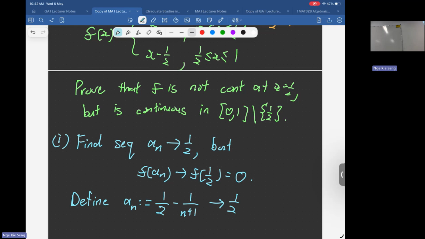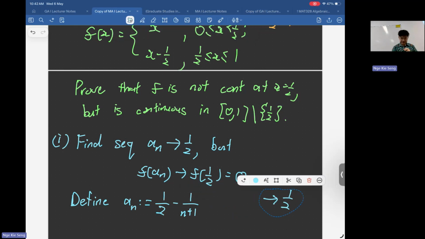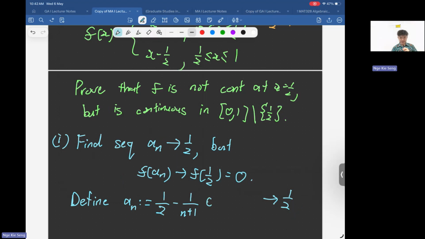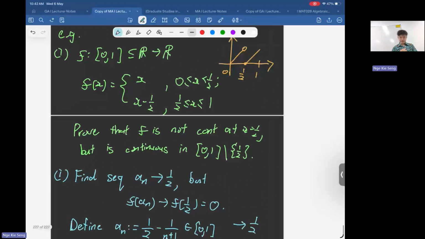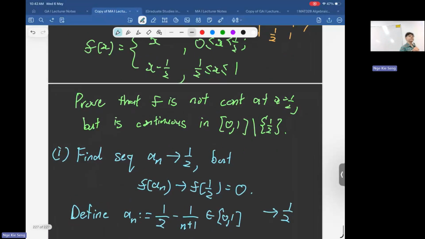But then, are these terms really living inside our domain? Meaning, are they living inside [0, 1]? Is this the right sequence we want to see? Come on, our domain is [0, 1]. Is that right? If you put 1 here, you get 0. Put 2 here, you get something in between 0 and 1, and then so on.